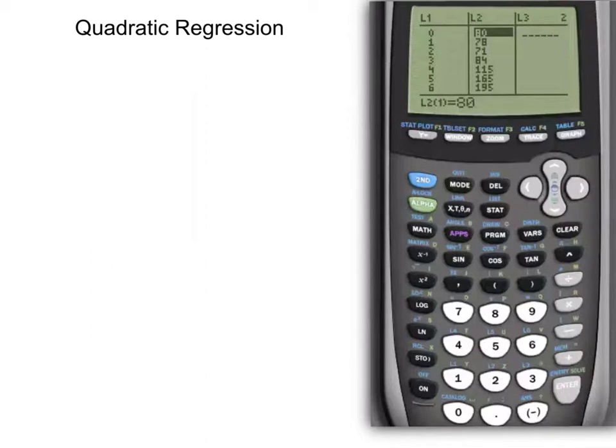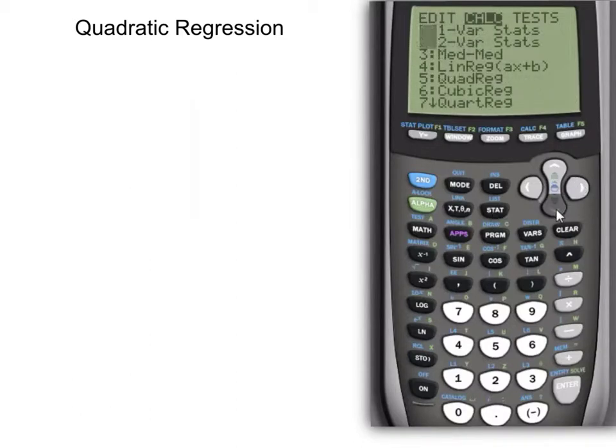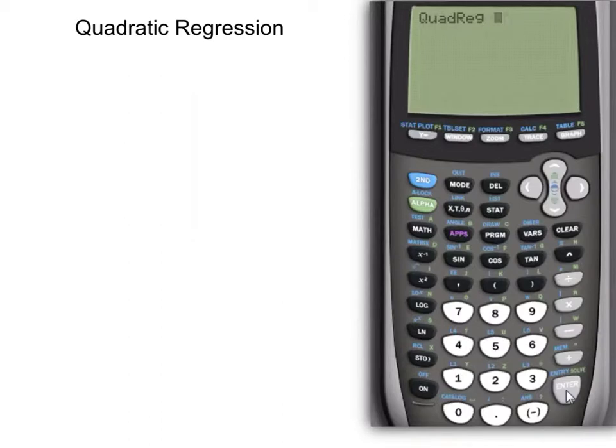So to do that, we will press the stat key, and then we'll go over to calculations in the middle, and then we'll scroll down to the one that says quad regression and hit enter on that. And then as long as the x's are in L1 and the y's are in L2, we can just hit enter again. And that gives us the result. And you can see we're getting an equation in the form y equals ax squared plus bx plus c, and it gives us the a, b, and the c underneath.